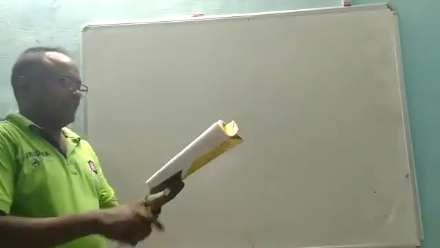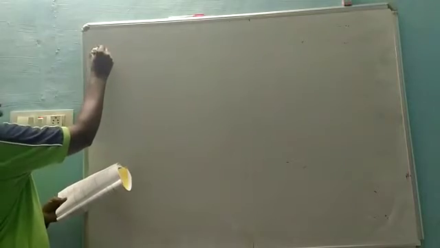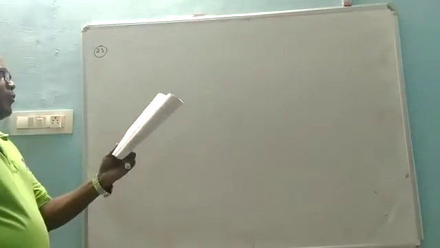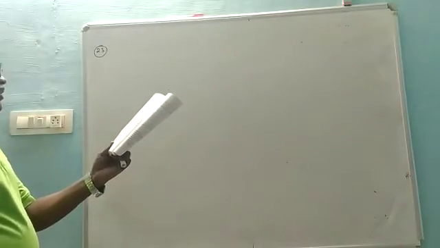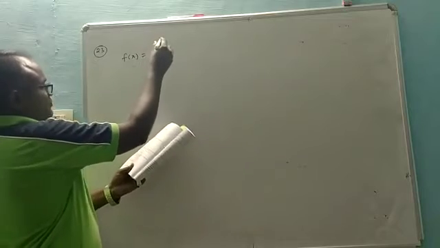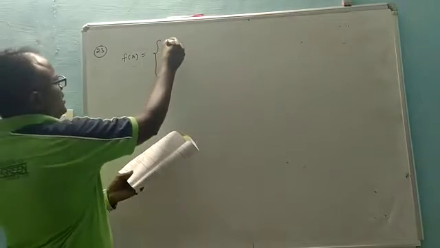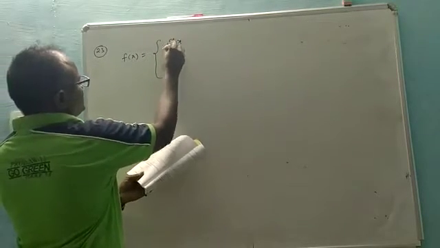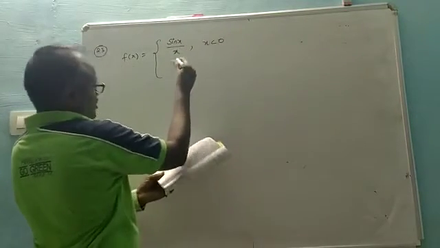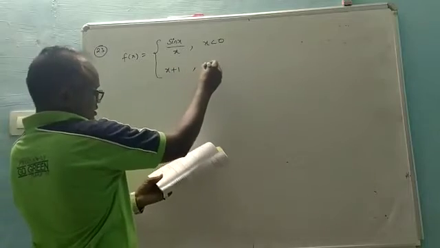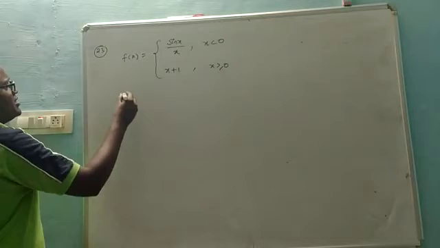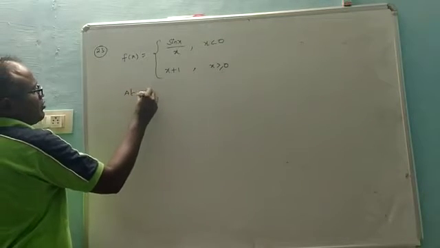Question number 23. Find all points of discontinuity of f where f of x is equal to sin x upon x for x less than 0, and x plus 1 for x greater than or equal to 0. So at x equal to 0, verify.